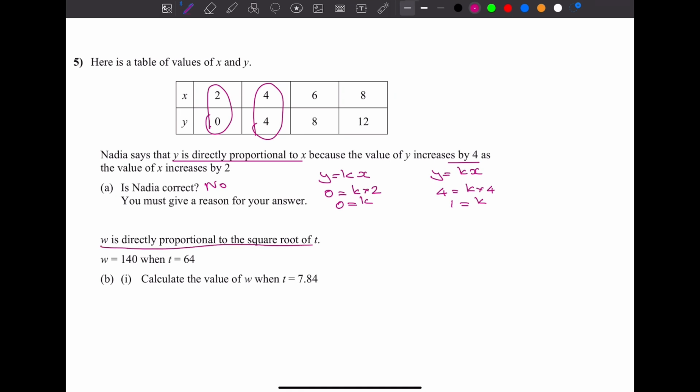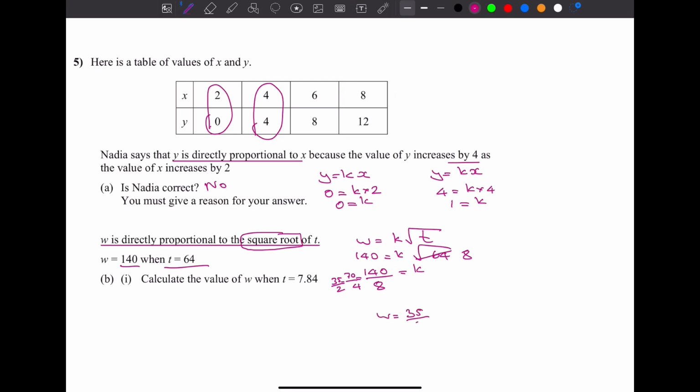Y is directly proportional to the square root of t. Just remember it's a square root. W equals k times the square root of t. Okay, W is 140, k times the square root of t, which is 64. What is the square root of t? 8. What is k? 140 divided by 8, which can be simplified by dividing by 2: 70 over 4, divided by 2 is 35 over 2. So W equals 35 over 2 times the square root of t.